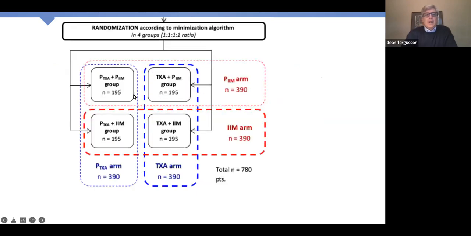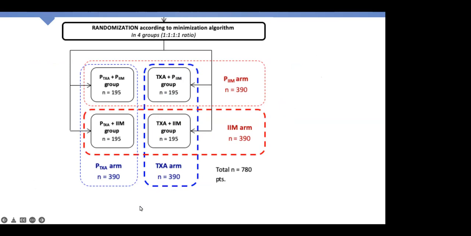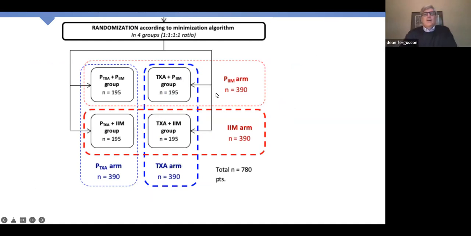And so here you can see my arrow. Okay, great. So here they randomized into a 1:1:1:1 ratio. So there are 4 groups, and there are 2 comparisons.